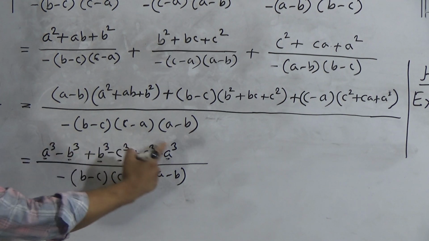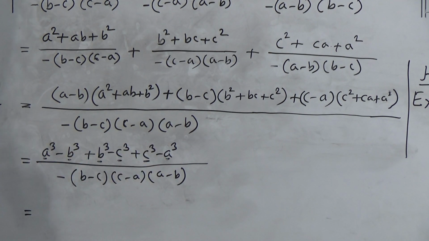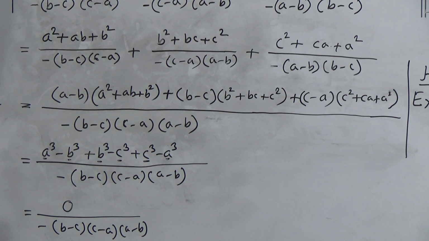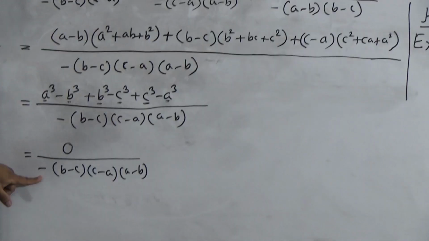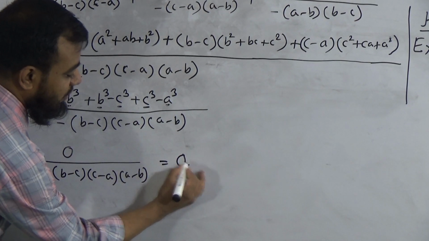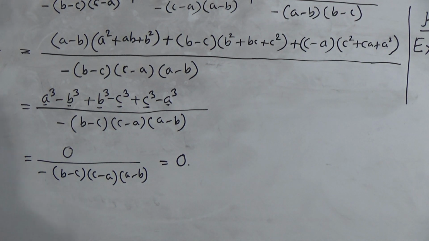In the numerator all the terms are omitted, so we will have 0 in the numerator, and the denominator remains unchanged: B minus C, C minus A, A minus B is our denominator. So 0 divided by something, we know that if we divide 0 by some number we will get 0 again, so this one equals 0. That means the simplification result is 0 for question number 10's activity 2. I hope, dear students, you have understood how to solve it.